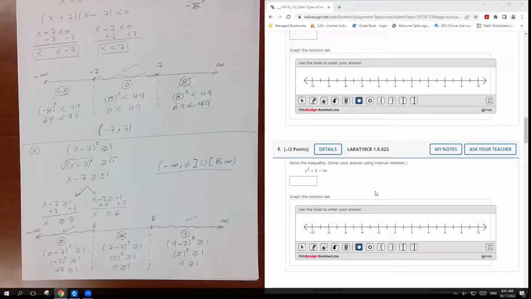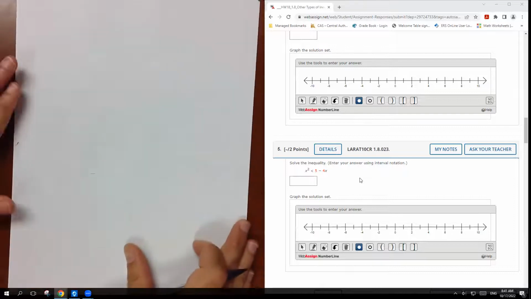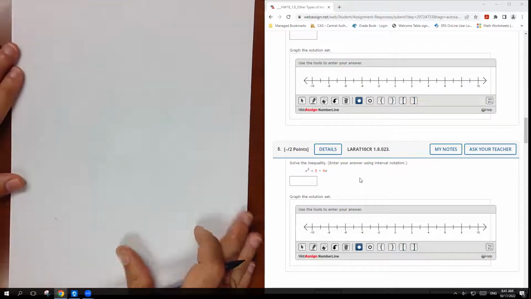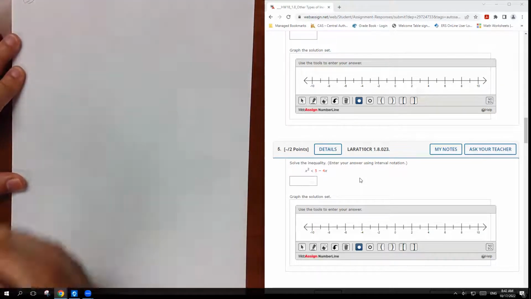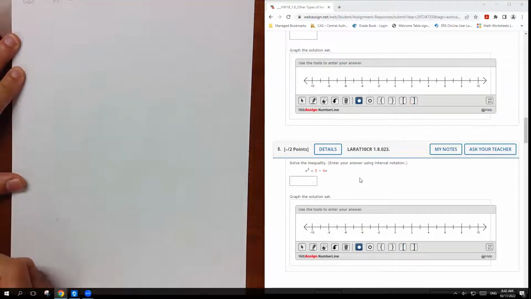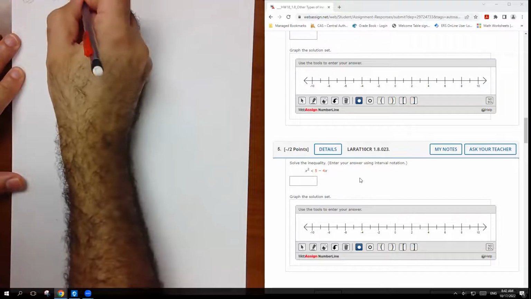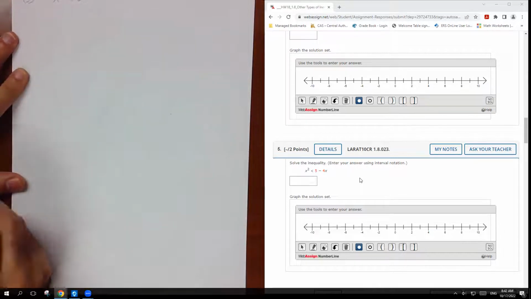So let's work on example 5, which is x squared less than 5 minus 4x. You do exactly the same process and always do the same steps. So let's work on example 5. It says x squared less than 5 minus 4x. Now, how are we going to work on this one?